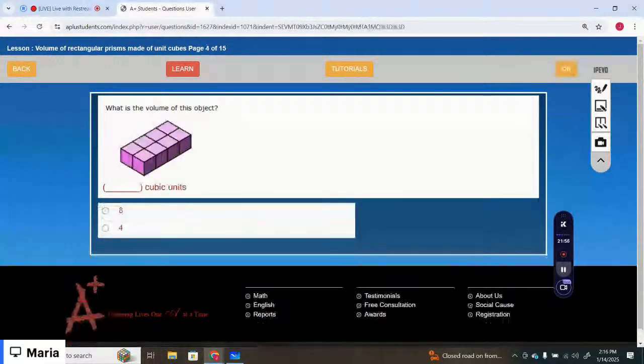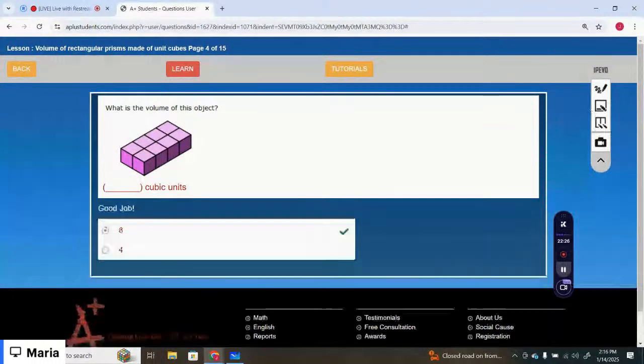Okay, what is the volume of this object? Which is the correct option? The correct option is 8. Option number 1 is the correct option.